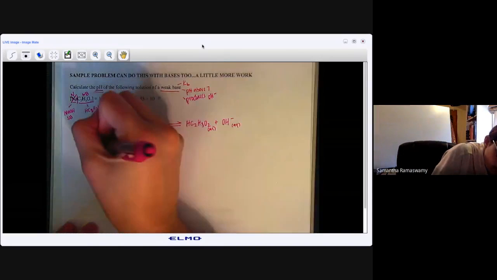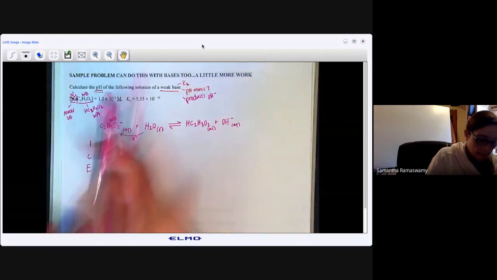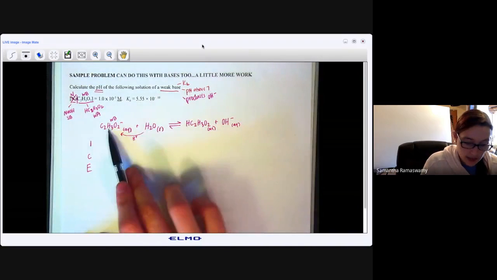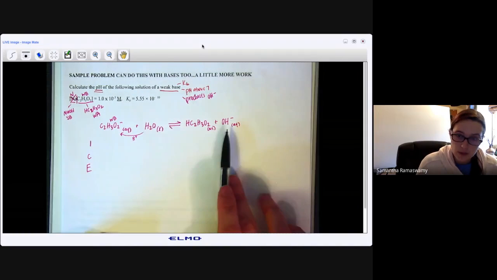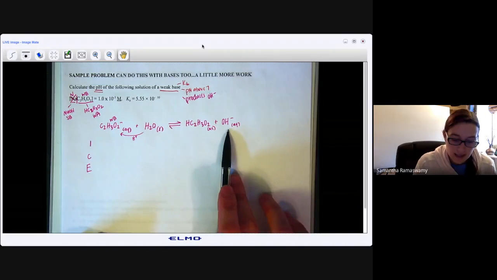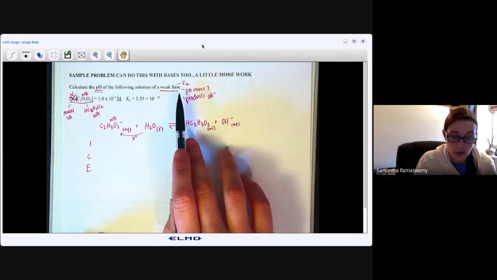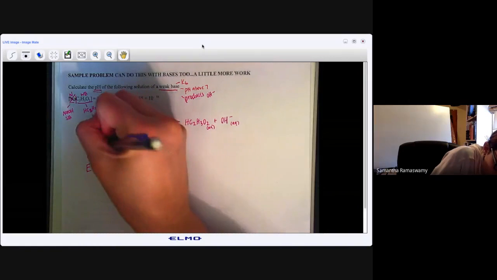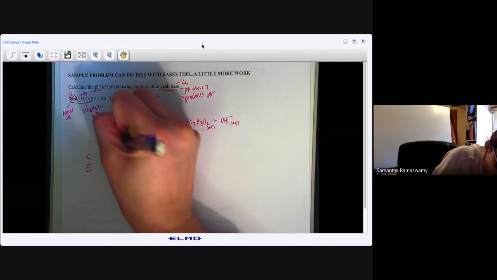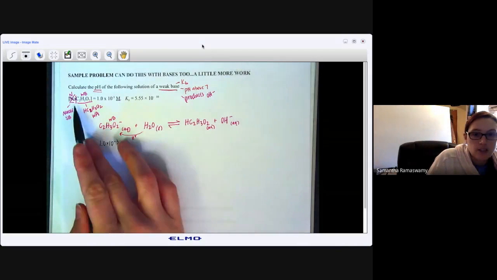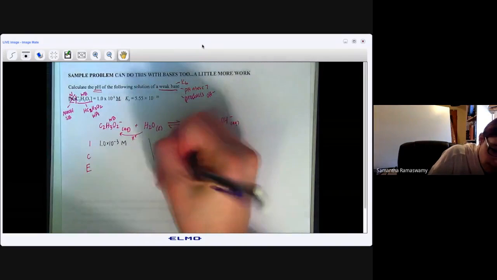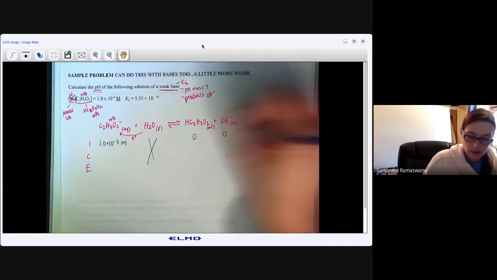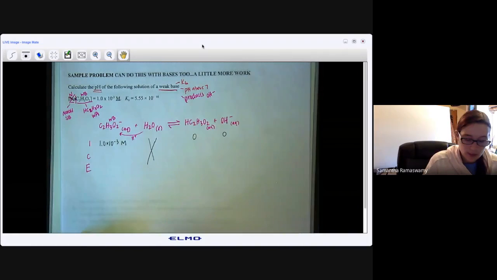I'm going to set up an ICE table. Right, so we have our weak base, told us this was a weak base. We have the reaction, produces OH-, which tells us it's a base. That's why we have a Kb value. So 1 times 10 to the negative third, that's the initial concentration of the C2H3O2-. I'm ignoring water because it's a liquid, and I had 0 of the products. All I had was the weak base, right, which came from the salt.